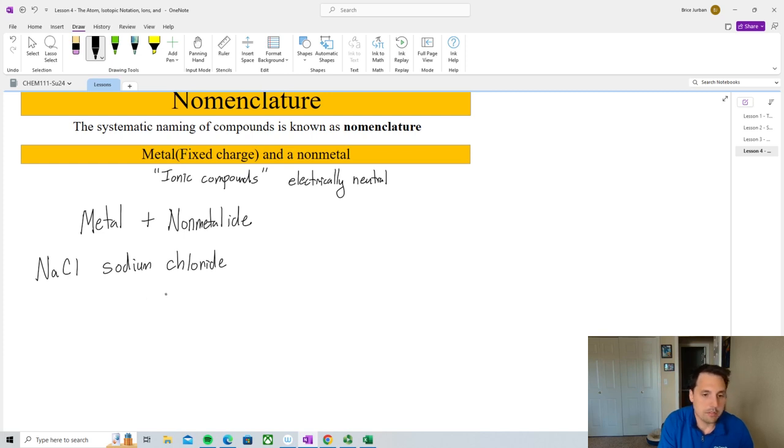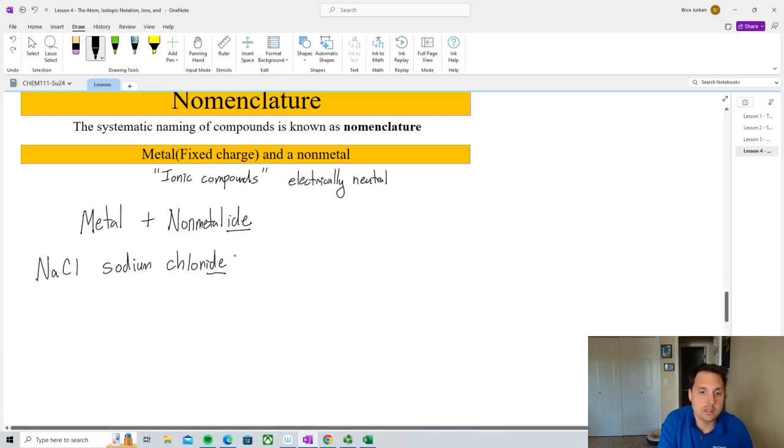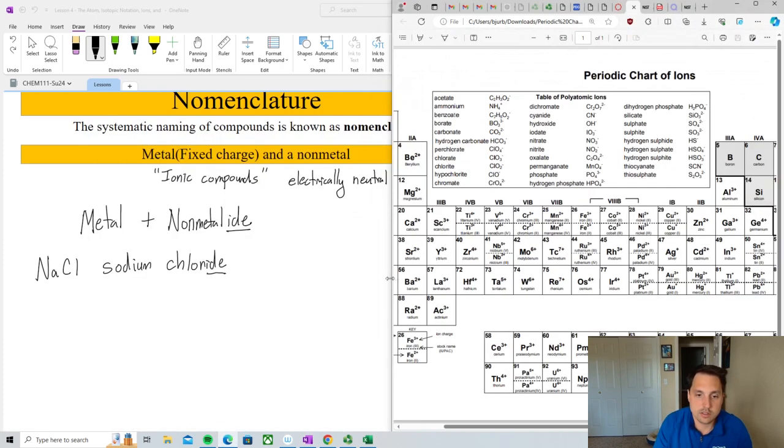Another example of this, so it wouldn't be sodium chlorine, by the way. So we have to change it to IDE. So it's kind of like listed as like that. And then here's a couple other ones. Let's look at this chart here.